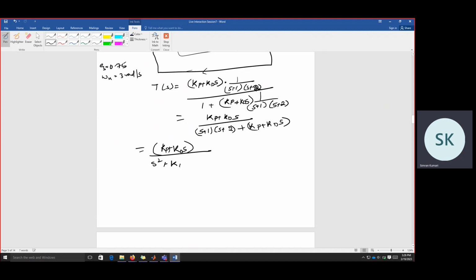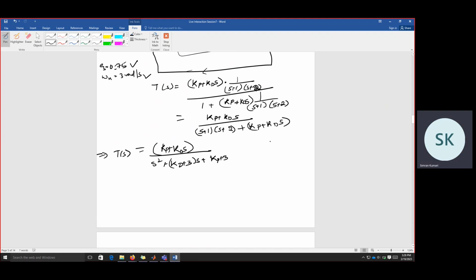s square plus (Kd plus 3)s plus (Kp plus 3). Okay, so this is the closed loop transfer function. Now from this, it is saying that zeta is 0.75, and omega n is this.